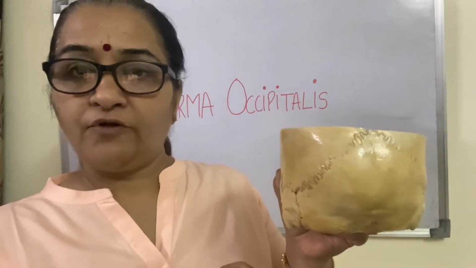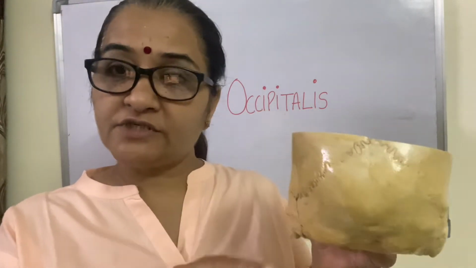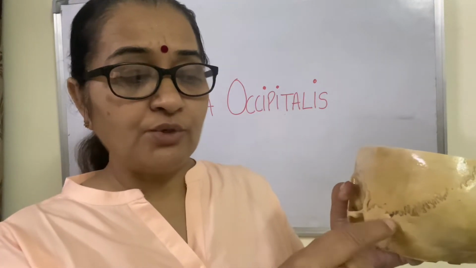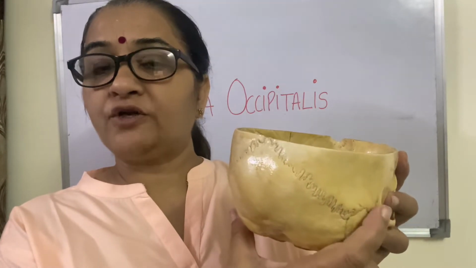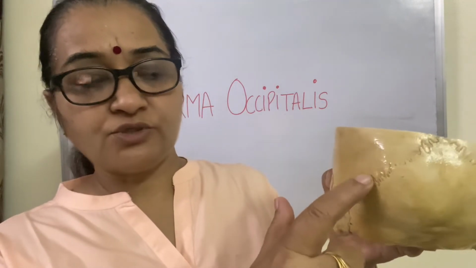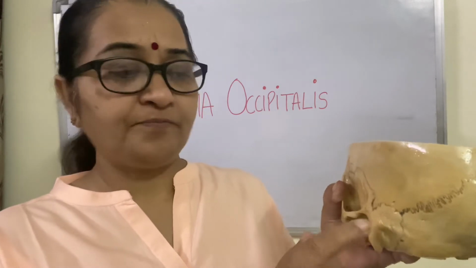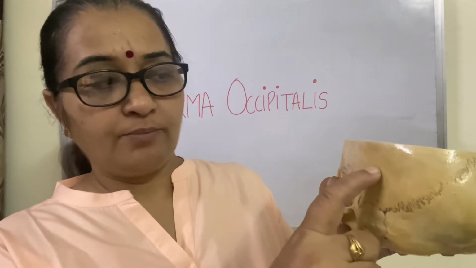One important thing I want to repeat here, because I have discussed this point in my previous video also, is this point you can see here. So what is this point? It is the meeting point of three sutures. So what are these sutures? This is the lambdoid suture, you can see. And what is this suture?